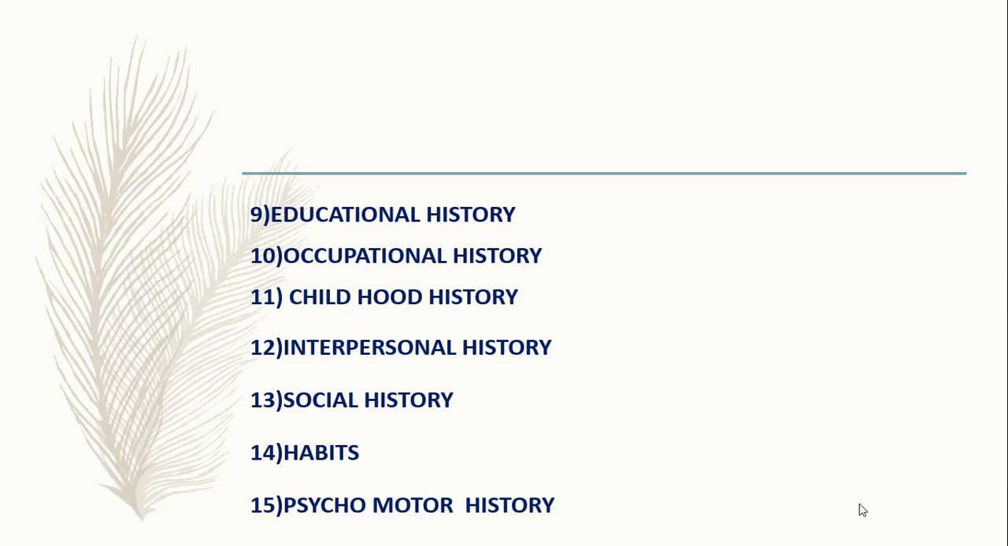Next is interpersonal history. Interpersonal history means how the patient is behaving with others, how the patient is interacting with others, whether the patient is interacting in a proper way or is having impaired interaction. That you have to write under interpersonal history.